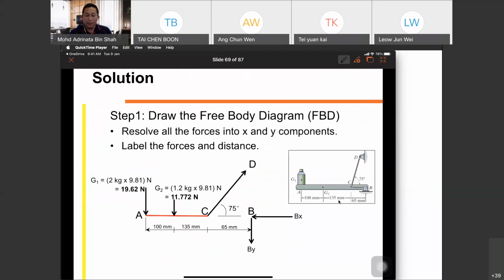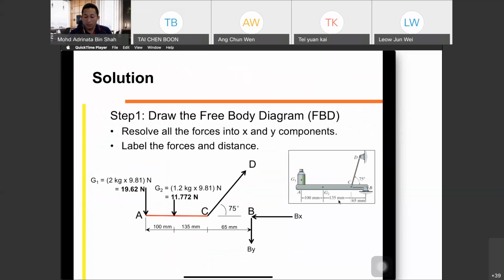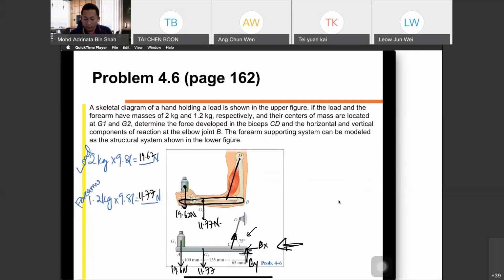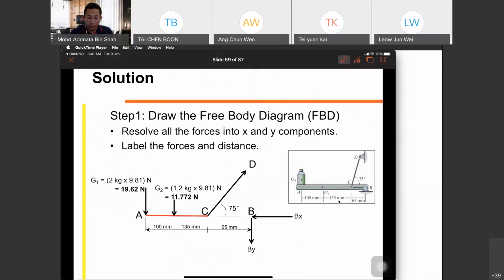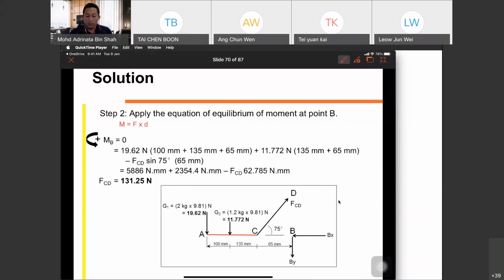Okay, draw the free body diagram, resolve all the forces into x and y components, label the forces and distance. So, theta is 75 degrees. So, from that, we have 19.62, 11.772, and we have FCD, BX, and BY. So we do not know those. Alright. So we need to write the equation.